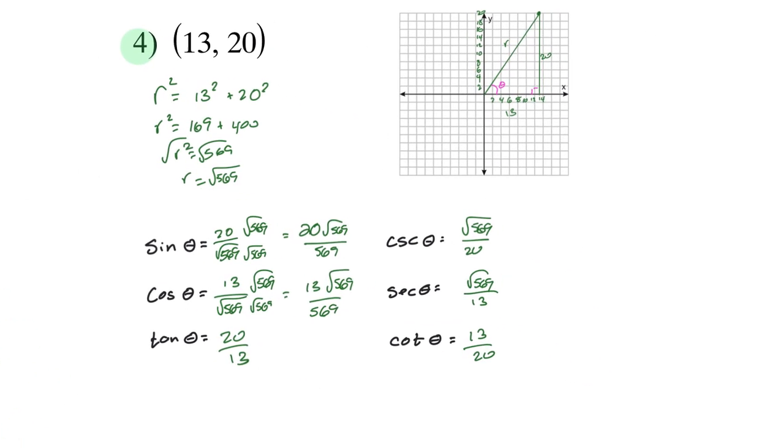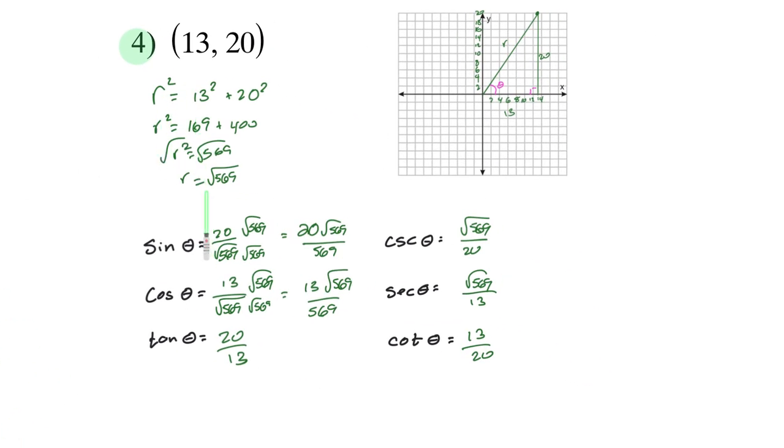So number 4, again, I'm going to start by finding r. So r equals the square root of 569, because it's 13 squared plus 20 squared. And now there, again, y over r, I'm rationalizing there, r over y. Then cosine is x over r, I'm rationalizing. Secant is r over x. And then tangent is y over x, and cotangent x over y.